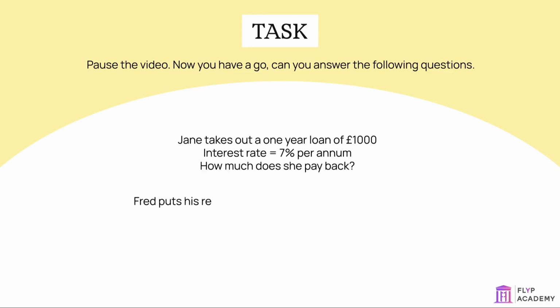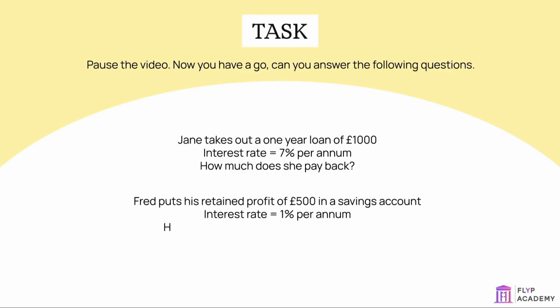Fred puts his retained profit of £500 in a savings account. Interest rate equals 1% per annum. How much are his savings worth after a year?